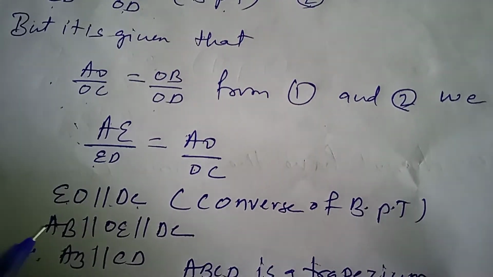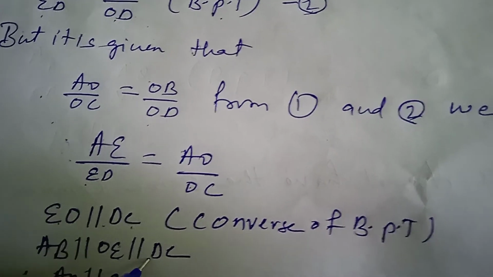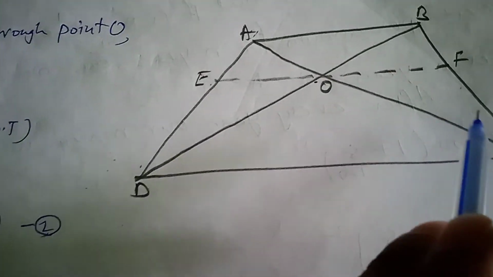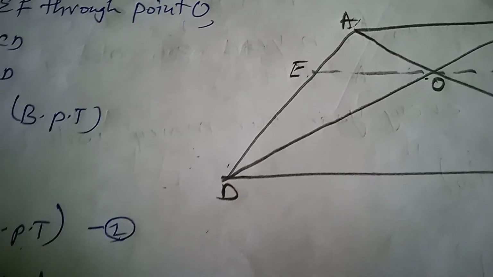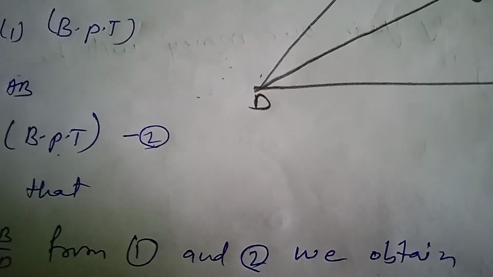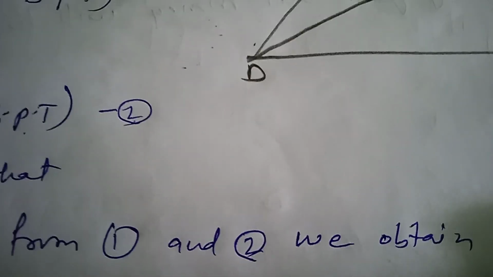Then we can say all the three lines are parallel: AB parallel to OE parallel to CD. Therefore, ABCD is a trapezium. Or we can say AO upon OB is equal to CO upon DO. Now in this lecture we have seen this much proof only.